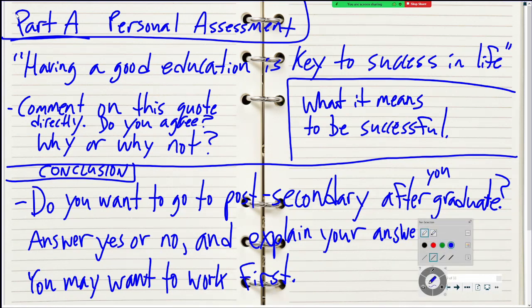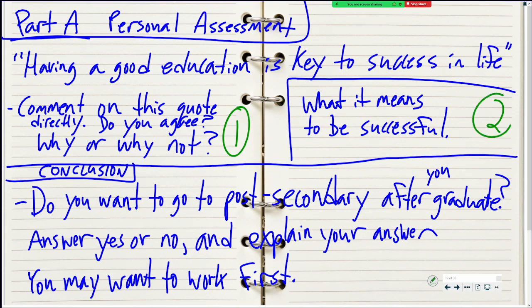So I would say that, number one, you've got to comment on that quote. Having a good education is key to success in life. Number two, this is what it means to be successful. And this is to you. So that's very important. Not just what it means to be successful in general. And then your conclusion is the third thing you've got to address.